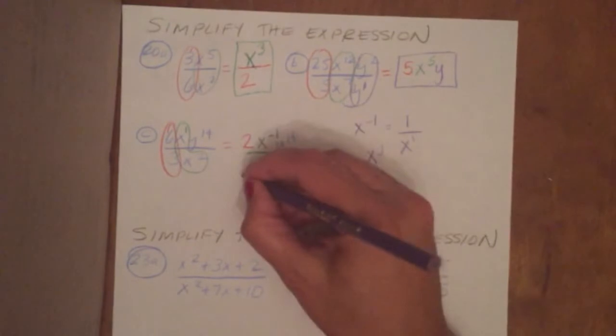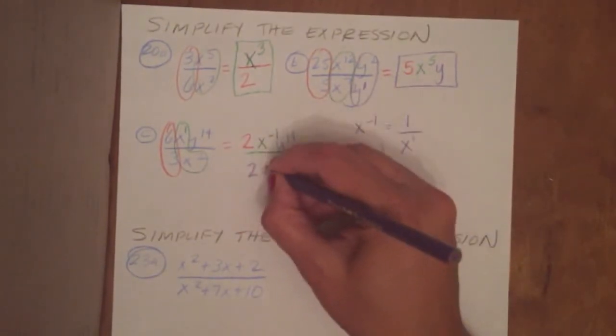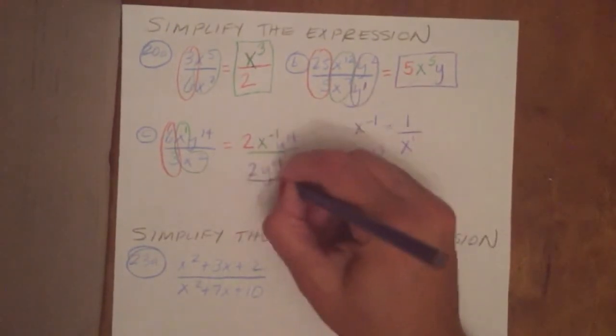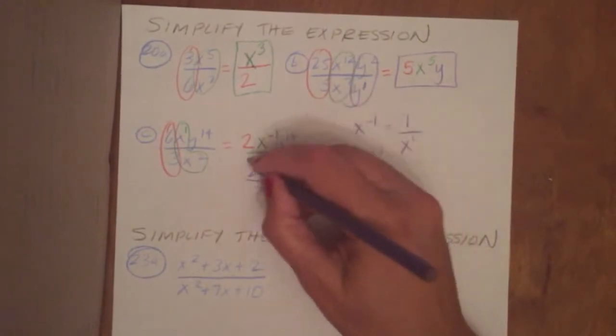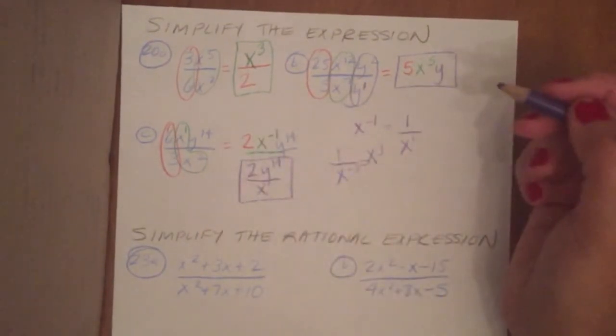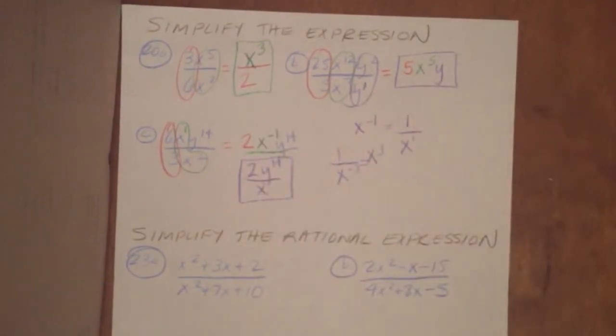So I'm going to change this. I'm going to leave the 2 and the y to the 14th on top, and I'm going to put that x on the bottom to get rid of that negative exponent. And that's how you simplify the simple monomial rational expressions.